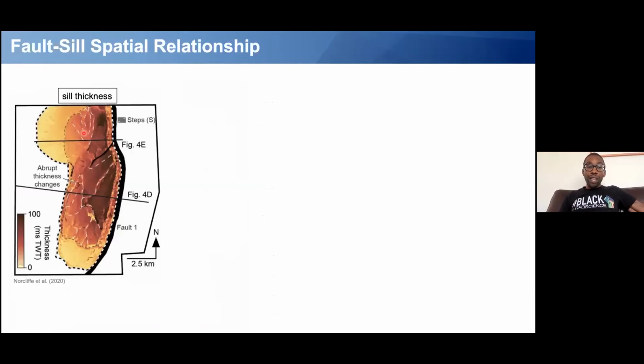If we look at the sill thickness in map view here, the dark color is thick, the light color is thin. We can see the sill is very thick in this location. We've done a lot of work around sill propagation, but that's not for today. And you can see that the eastern margin of the sill is bound by that normal fault.